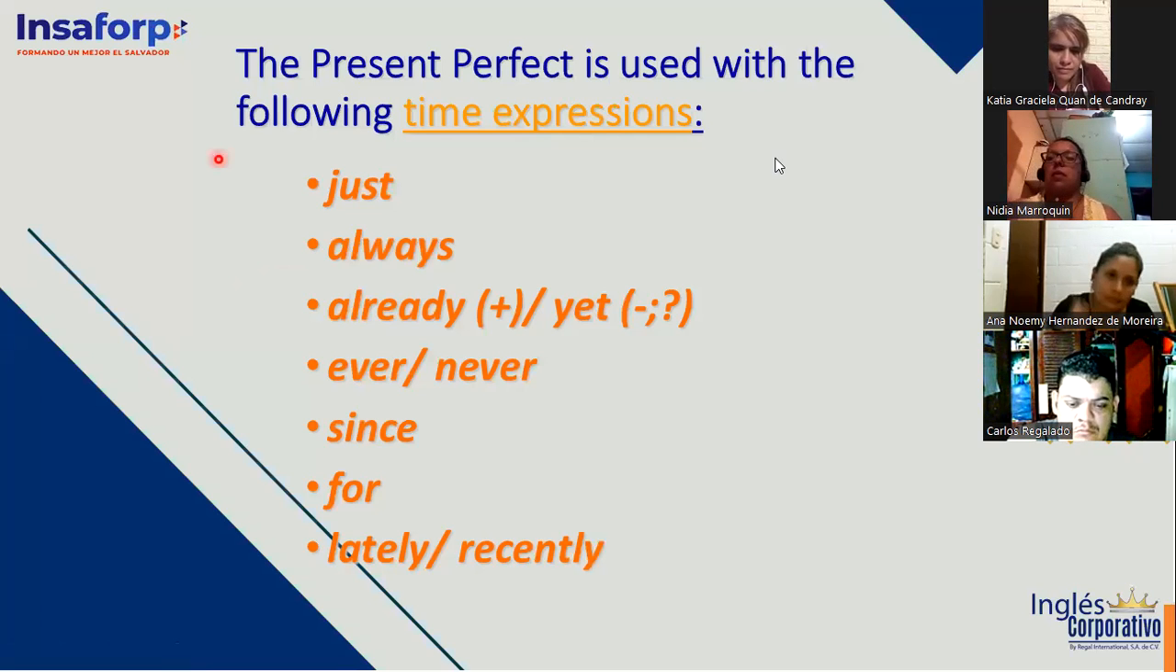As it says here, the present perfect is used with the following time expressions: just, always, already, yet, ever, never, since, for, lately, and recently. Let me see how you pronounce that. Let me see. Carlos Regalado, go ahead. Make the pronunciation of all of them, please.